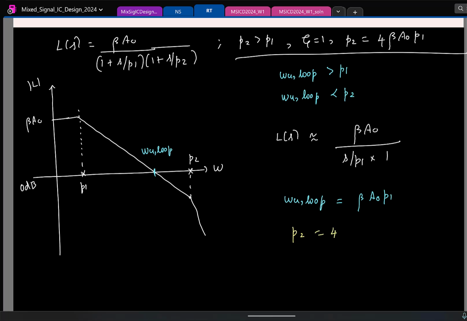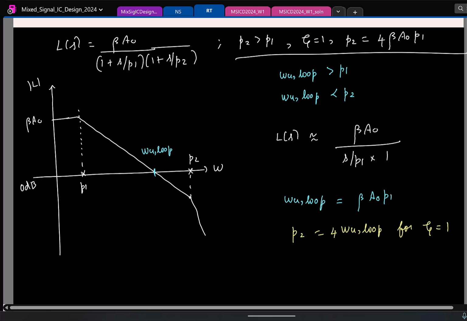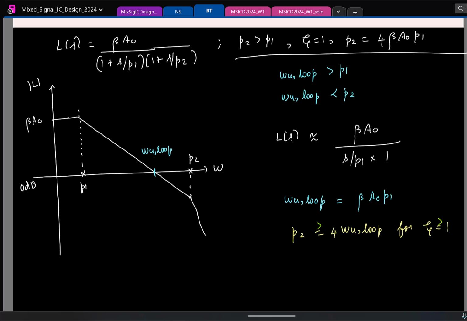P2 is omega loop for zeta equal to 1, and if you want this to be greater than 1, you choose P2 to be greater than that.